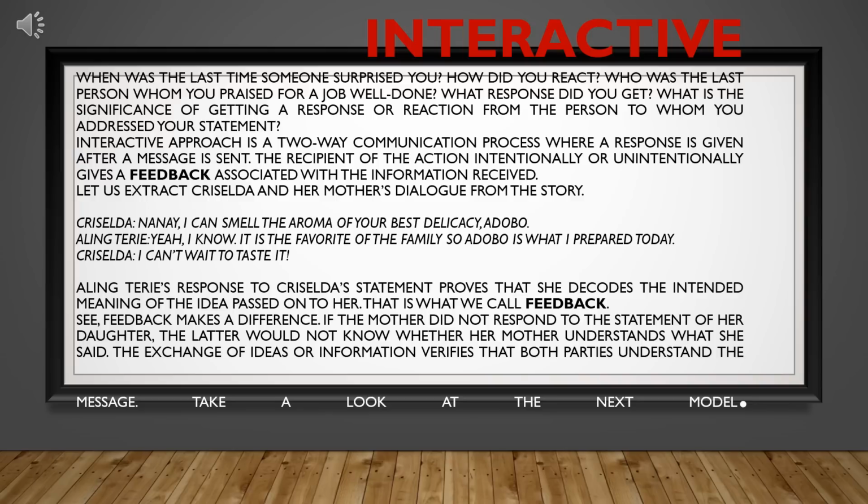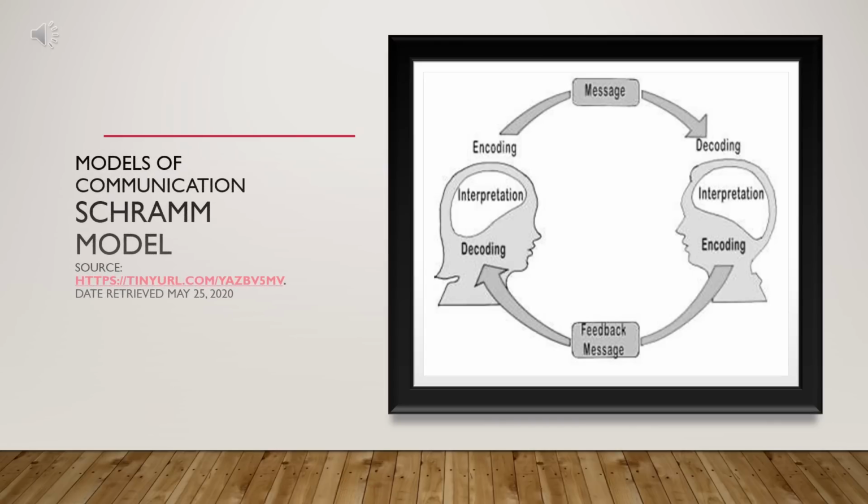So the more we will know about the interactive model of communication as we proceed to the illustration of this model. Okay. We are still on models of communication. The second model is the interactive model of communication, and the best representation of it is the Schramm model. So look at the Schramm model. In 1954, Schramm modified the Shannon-Weaver model.